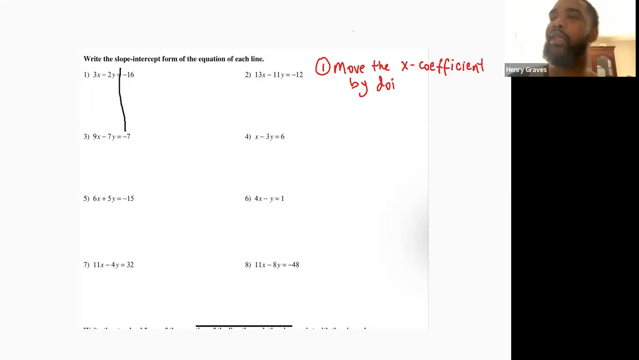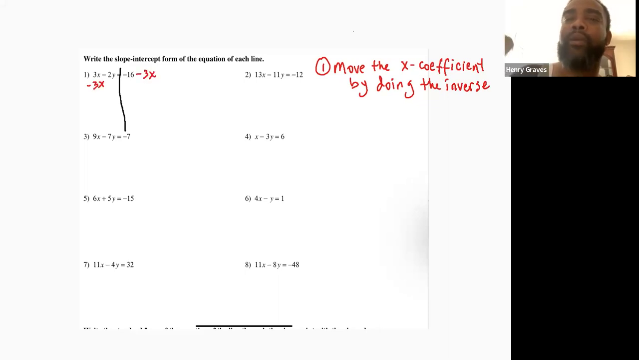So the opposite of this positive 3x is a minus 3x. I'm going to subtract 3x on both sides. Then my second step, I'm going to bring everything down. Well, I'm actually going to just do that in red for the sake of time. This goes away. Negative 2y, because it's going to be a very long video.